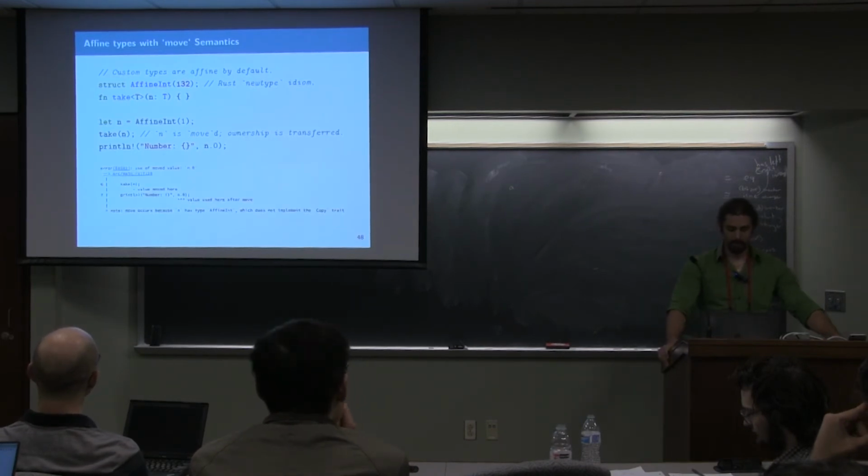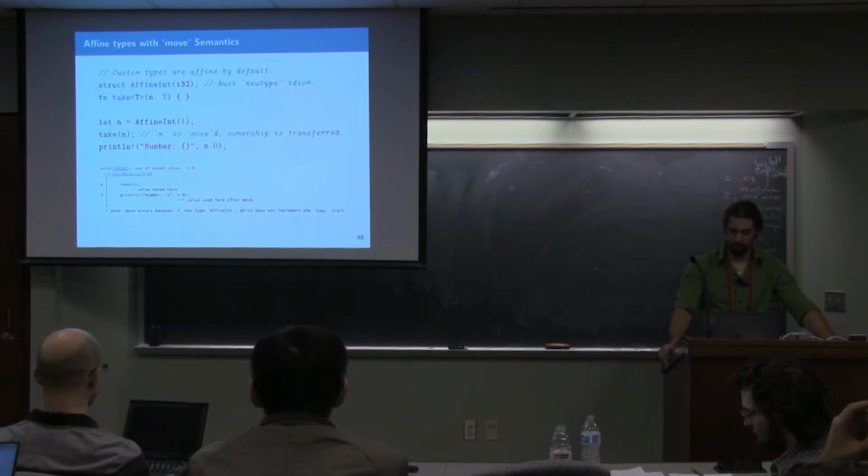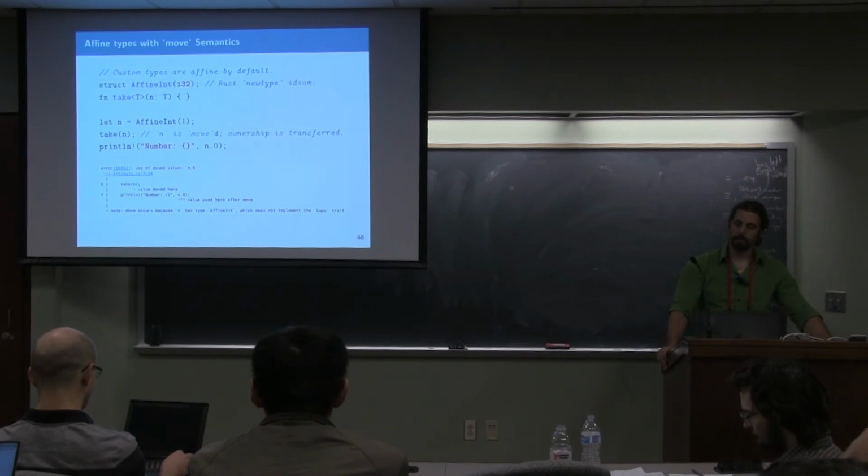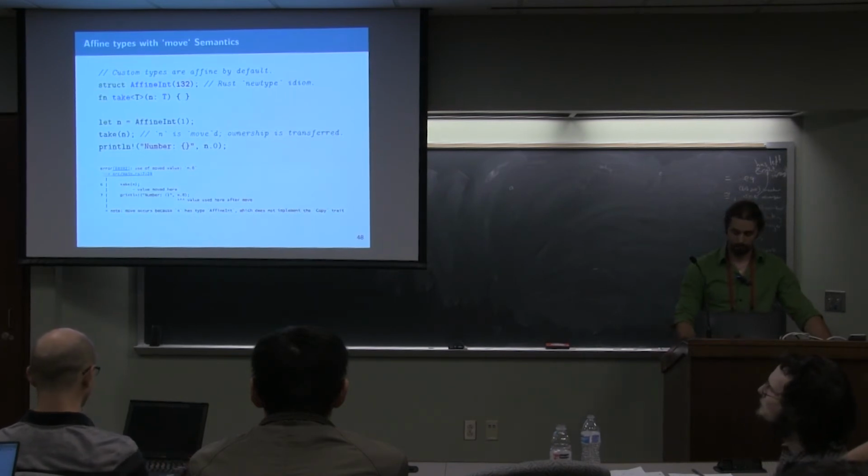Because it's going to look and see, all right, you moved the value, you used it in this take call, and then you tried to use it again. So this is similar to what we've already seen. But one thing you'll see about the compiler errors that makes them a little more sense now, and it tells you in particular, this affine int type does not implement the copy trait. And so traits are like type classes in Haskell.